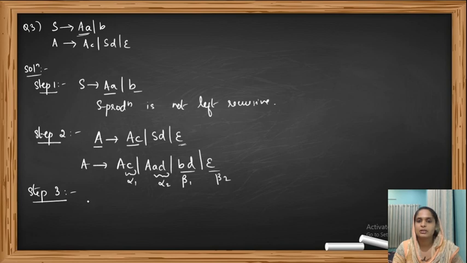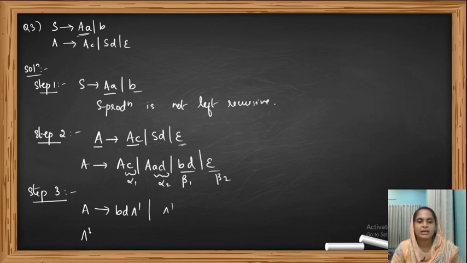So how can we convert this A production? We can convert it to A produces beta A dash. So beta, here there are 2 betas. So we can write it as BD A dash bar epsilon A dash, right? Beta 2 is epsilon. So we can write it as epsilon A dash. But epsilon A dash means it is just A dash only, right? So we can just remove this epsilon from them. So A produces BD A dash bar A dash.